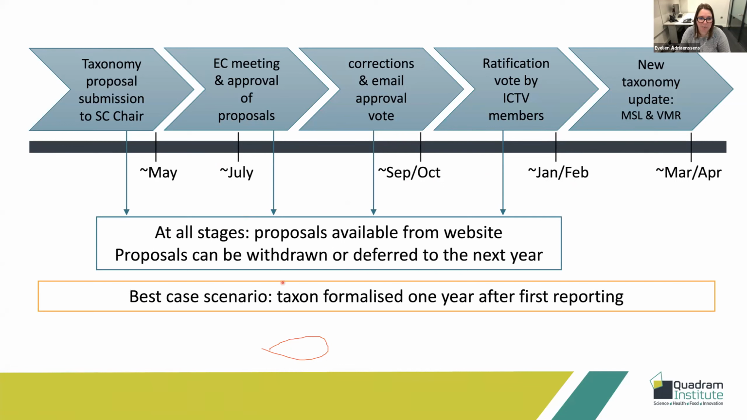They can be withdrawn by the authors if they realize they made a mistake, or they can be deferred to the next year if the corrections are too big to make in one year. But knowing this, the best case scenario is that if you find a new phage and you propose, let's say, a new genus for it, it's formalized only one year after first reporting.